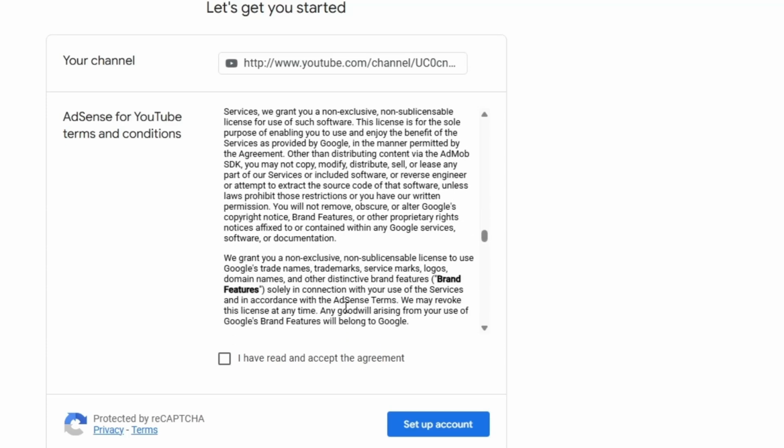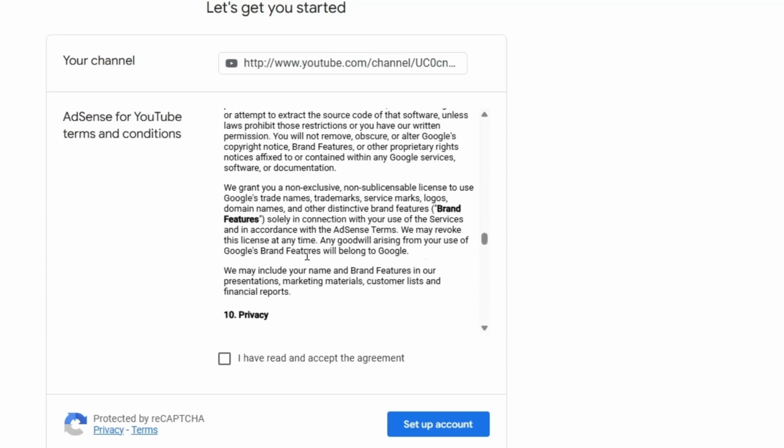We grant you a non-exclusive, non-sublicensable license to use Google's trade names, trademarks, service marks, logos, domain names, and other distinctive brand features, solely in connection with your use of the services and in accordance with the AdSense terms. We may revoke this license at any time. Any goodwill arising from your use of Google's brand features will belong to Google. We may include your name and brand features in our presentations, marketing materials, customer lists, and financial reports.